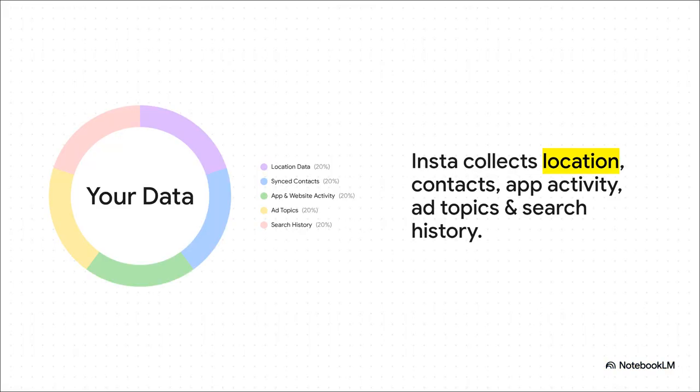So what exactly is in this data footprint? Oh, it's everything. It's your location data. It's your entire phone's contact list if you've allowed it. It's your activity on other apps and websites, a detailed profile of ad topics it thinks you like, even every single thing you've ever searched for. It's a staggering amount of data.